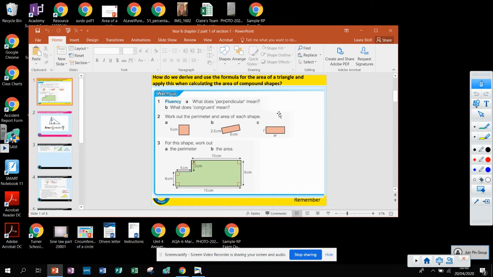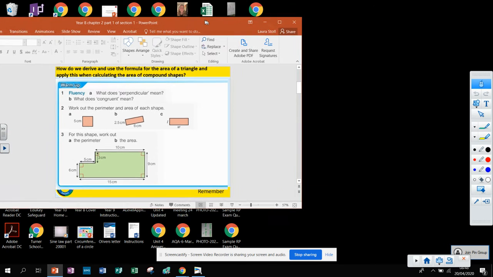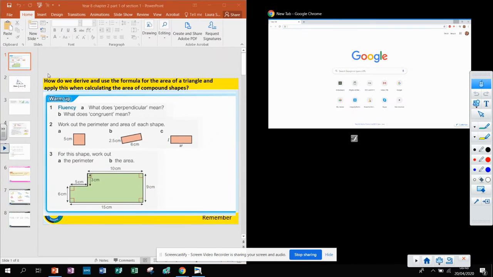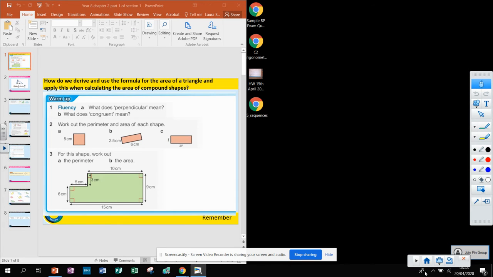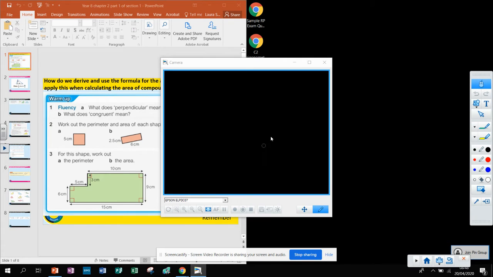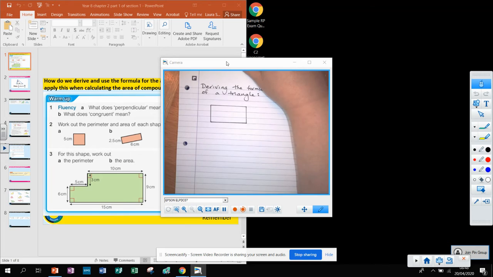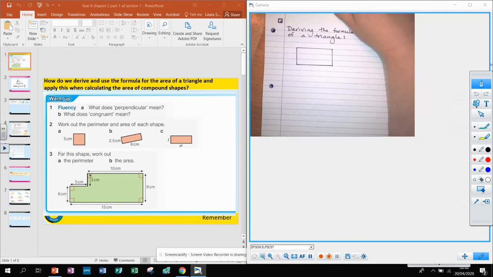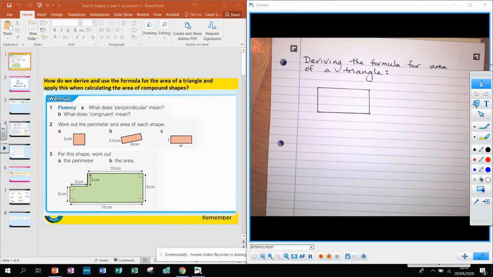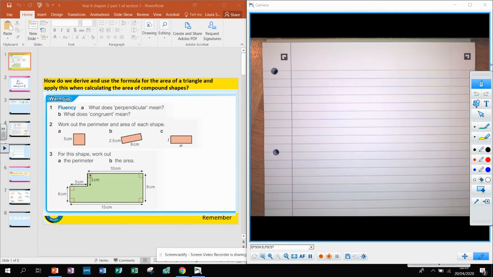Okay, guys, thank you for pausing and for completing the questions. Just give me a moment while I get set up for you. There we go. So I'm going to use the visualizer so that we can go through the different parts of the learning today, but also to take up the fluency questions. So let's take a look.